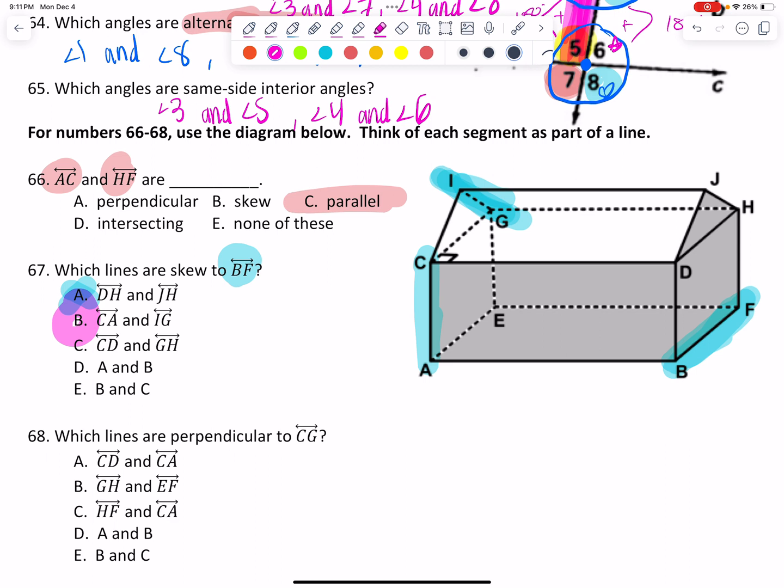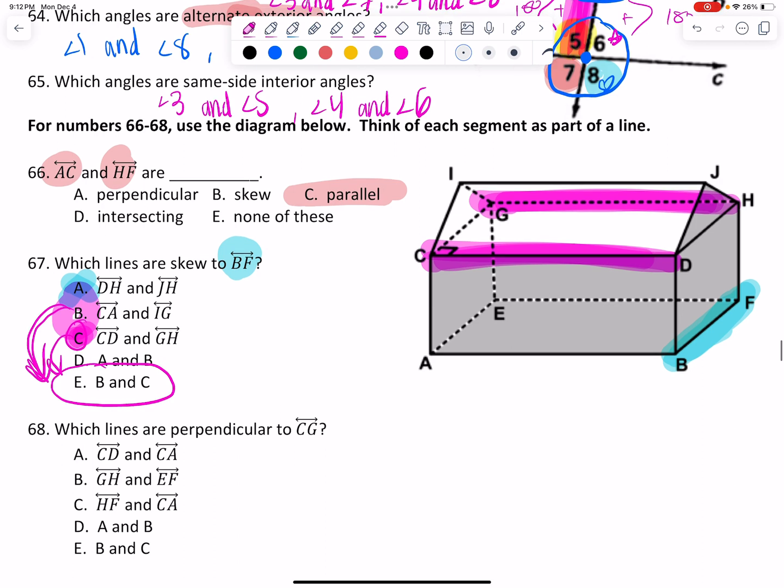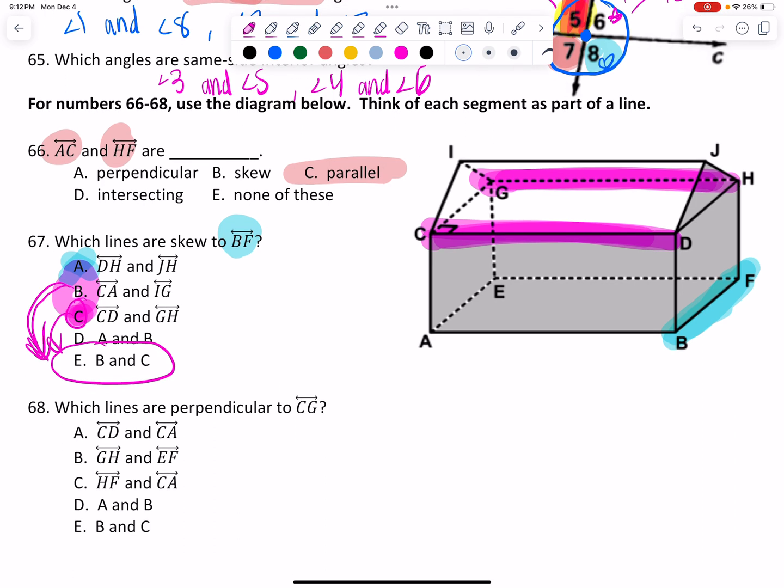And then CD and GH, let's check CD. Here is CD. That one's skew. It's never ever touching this blue line that I have highlighted. And GH, which is this one, GH pink is not going to be parallel to blue. So since that one is also true, it is going to be B and C, because B was true and because C was true. So that's a tricky way to ask that question.